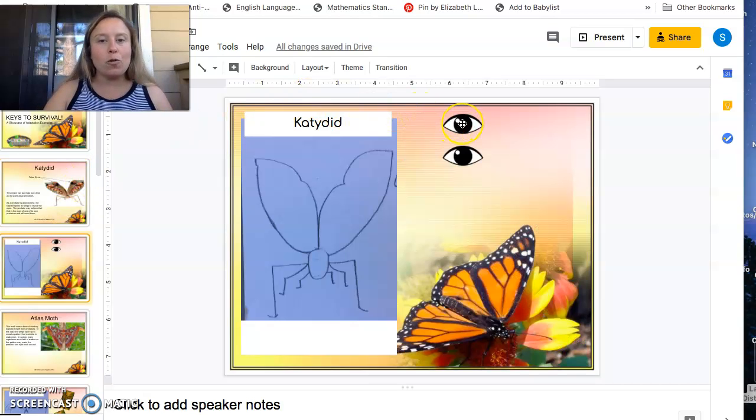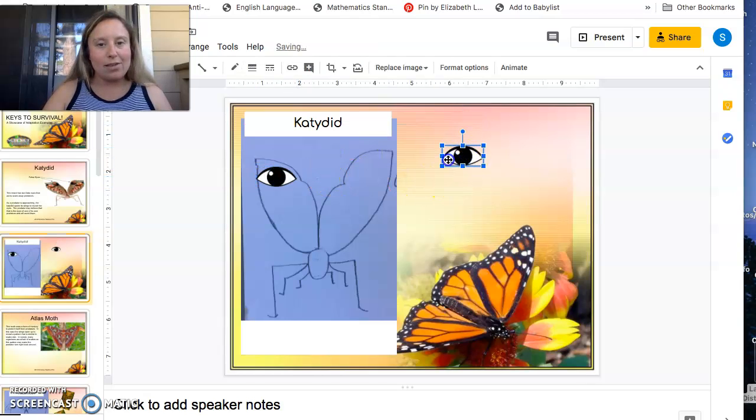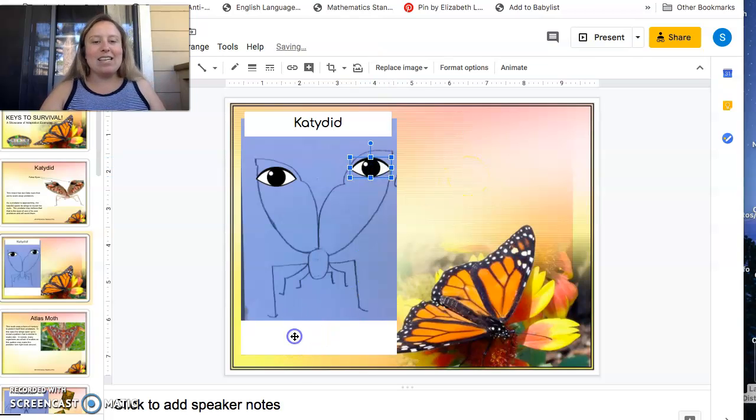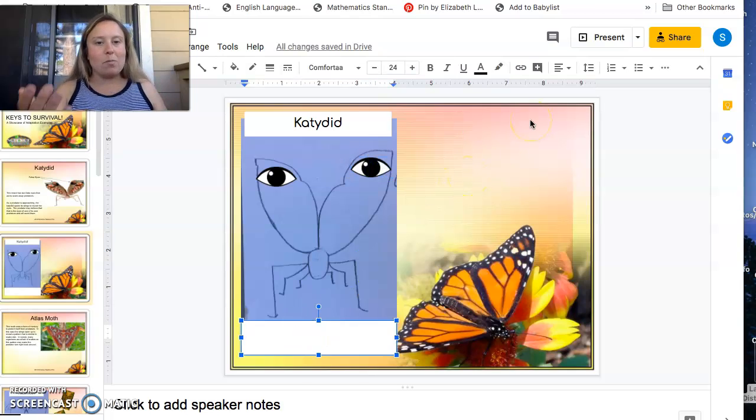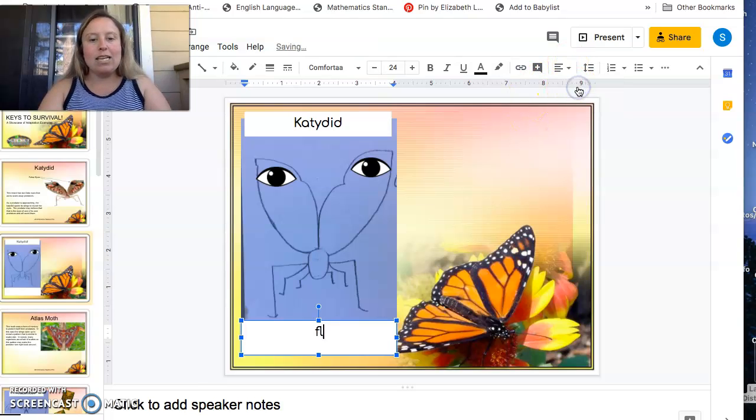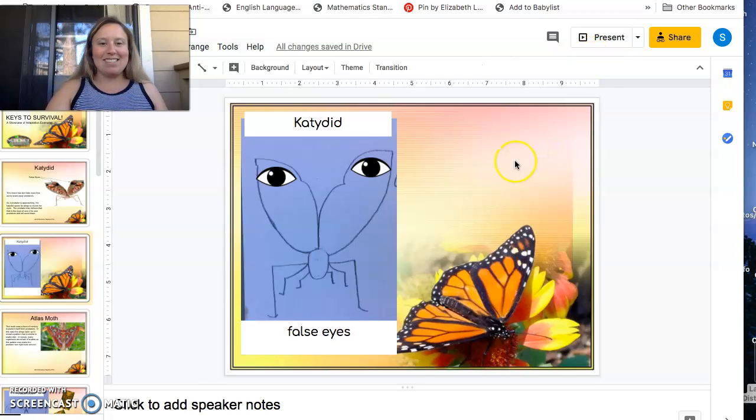Okay, so your paper looks like this. And what I'd like you to do for right now is to draw in some false eyes on your katydid. All right. And then right down here at the bottom of your picture, we're going to write down what the adaptation is for this animal. The adaptation for this animal is that it has false eyes. Okay, make sure you pause so you can catch up to me.